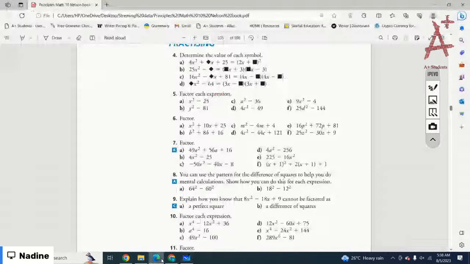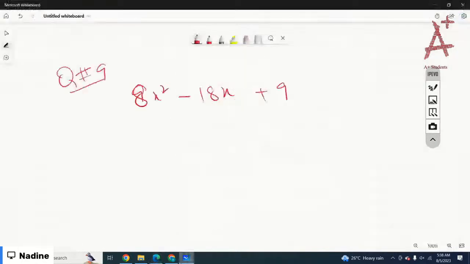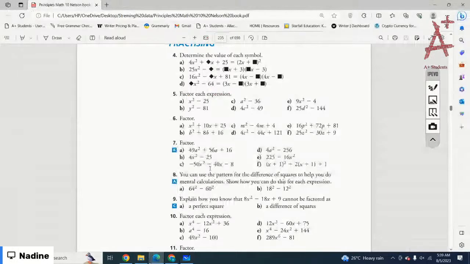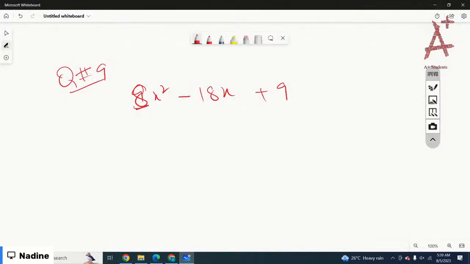8x square minus 18x plus 9 cannot be factored as a perfect square because the coefficient of x square, you can see the coefficient of x square is 8 and it is not a perfect square, right? That's why it cannot be factored as a perfect square, right? The b part is difference of squares. It cannot be factored as a difference of squares because for the difference of squares both the terms must be perfect squares, but 8 is not a perfect square, right?